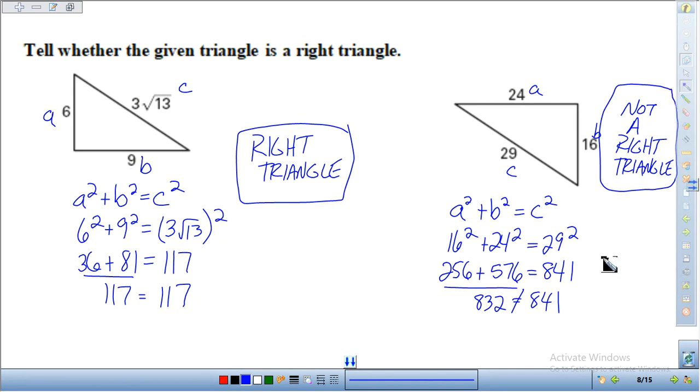Now, some of you may be wondering, if it's not a right triangle, first of all, is it a triangle at all? And second of all, if it is, would it be acute or obtuse? So let's go ahead and take a look at our next two theorems, which will answer that question.